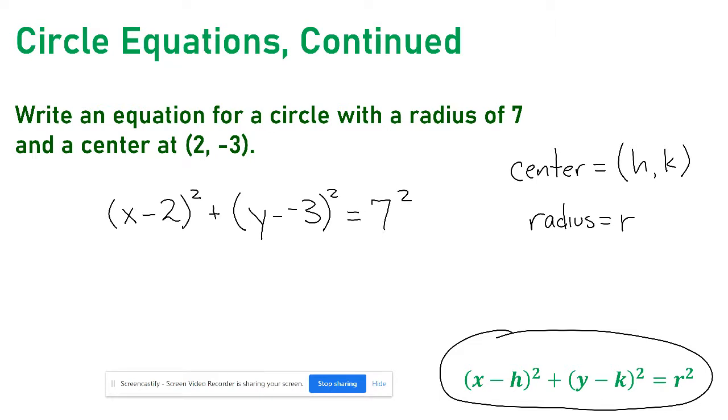Then I'm just going to clean that up a little bit and rewrite it. I'm going to take that minus and negative and make it just plus. So that becomes y plus 3, and 7 squared, of course, is 49. So that's what you would do there. You end up changing the signs on both of these numbers for the center point, and you square your radius.